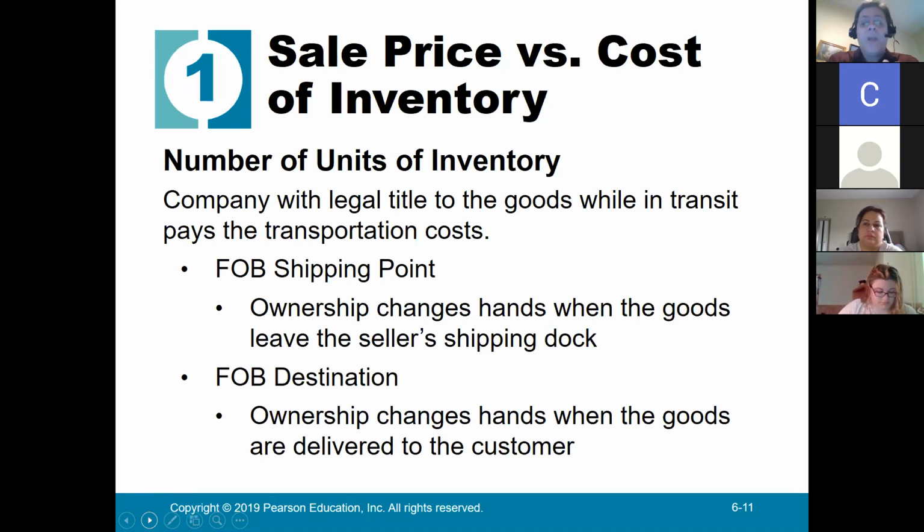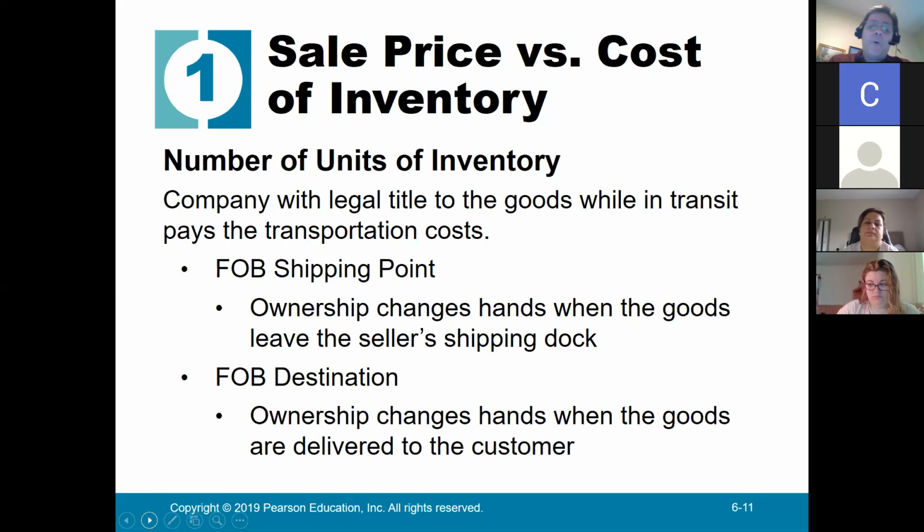Who owns it? If it's FOB shipping point, then it changes ownership when it leaves the factory or the producer. So if you are the seller and you put it on the truck, you are done with it. It is no longer yours. So if you're the seller in California, you put it on a truck and it has a problem in Nebraska, you did your part. It's no longer yours. You should still get paid for it.